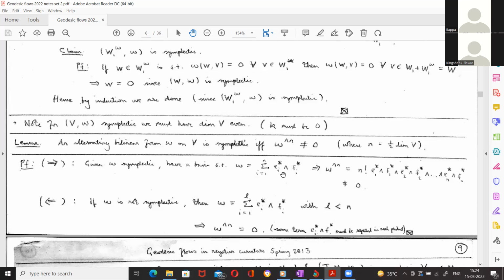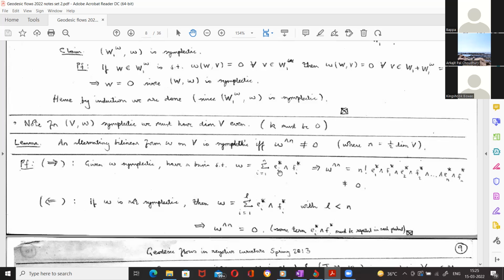So what will omega wedge power n be? Basically, I'll take this summation ei star wedge fi star and wedge it with itself n times. So I will get how many terms? There will be n power n terms, but out of those n power n terms, if any ei star wedge fi star is repeated, then I will get 0, because I'll get an ei star wedge ei star, so that will be 0, right?